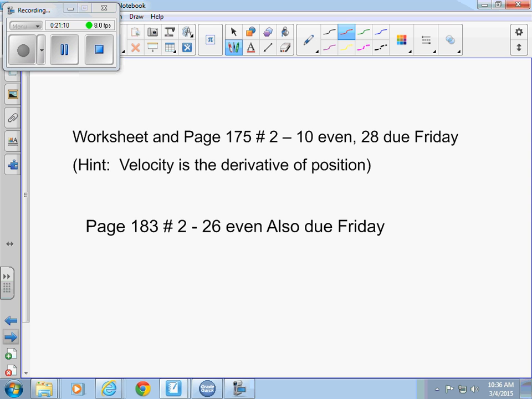Any questions about this? How did you feel about today? Derivatives of inverses? Good? A little shaky? Did you like the table better?